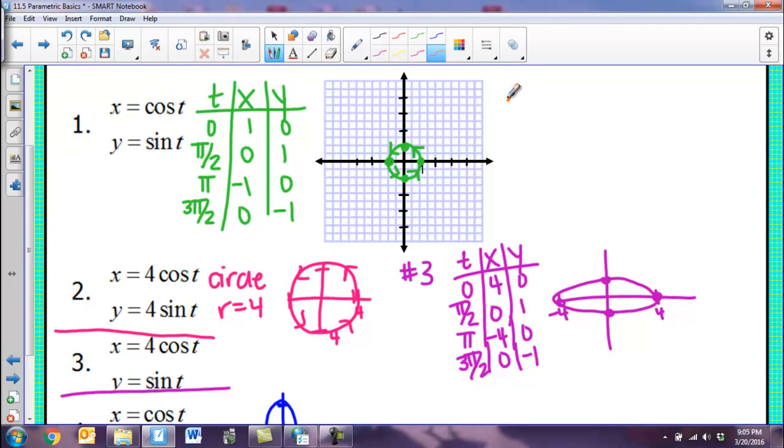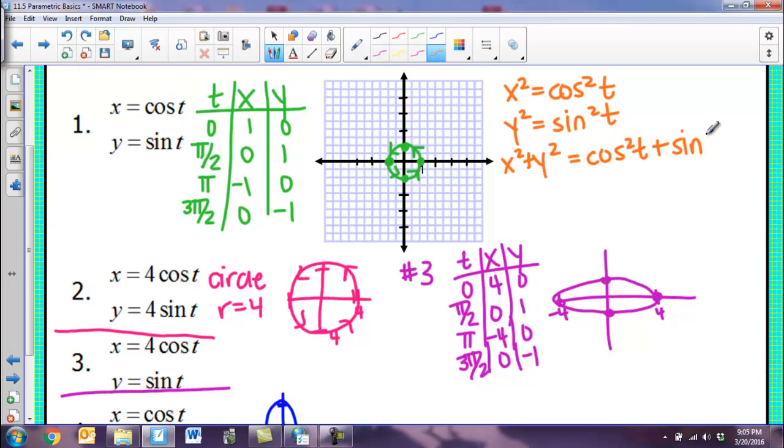sine. So if I square both of my parametric equations, again, I just squared both sides, and since I did it to both sides, it's a legal move. And then I go ahead and I add x squared plus y squared. I'm going to add both of my equations together. So I added the left sides together, now I'm adding the right sides together.